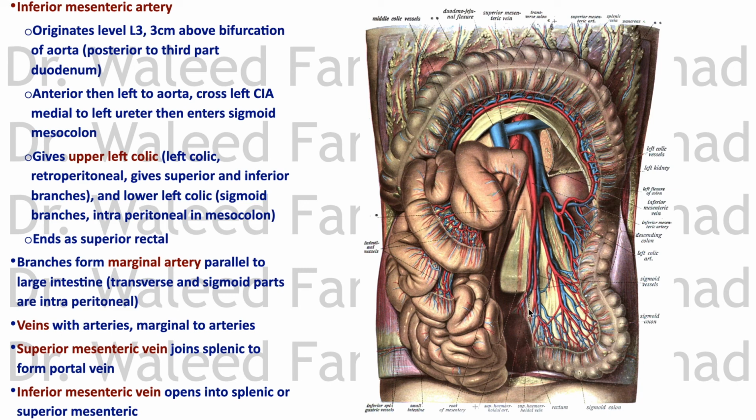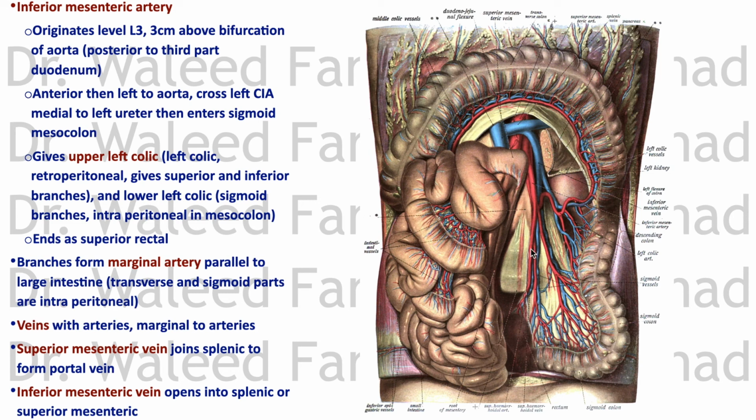After giving the sigmoid numerous branches, as you can see here, and left colic branches here that divide into ascending and descending branches, it continues in the pelvis as the superior rectal that will supply the rectum down to the level of the anal canal. We will study this in the pelvis and perineum.